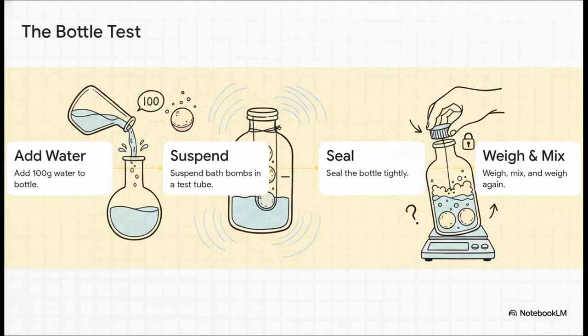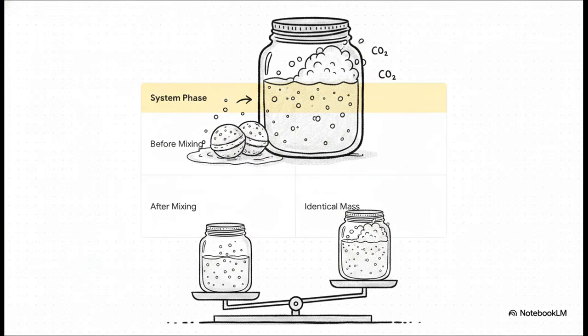Now we have a perfectly separated, sealed, closed system. We record the total starting mass, and then we just tip the bottle over. The water and the bath bombs mix, the explosive fizzing starts, and once it finally stops, we weigh the whole closed system again. The data from this test? Absolute smoking gun. Before mixing the bath bombs and the water, we had our specific starting mass. After tilting the bottle and letting it fizz like crazy, the mass was absolutely identical. The scale literally did not budge.